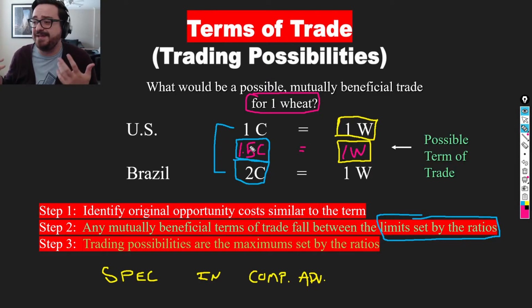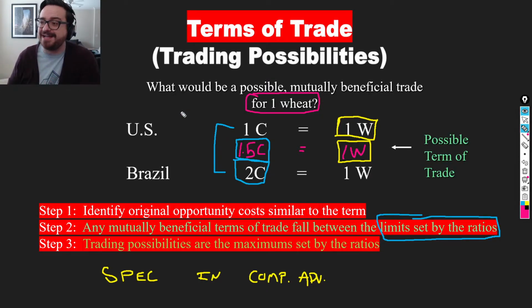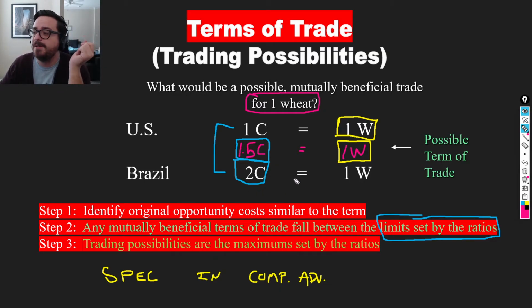You're like, man, Brazil must be getting screwed over here. No, they're not, because here's Brazil's thing. In order to get 1 wheat before, Brazil had to give up 2 coffee. Now they're sending 1.5 coffee to the United States and getting 1 unit of wheat. That's also good for Brazil. Brazil's benefiting because they're giving up less.